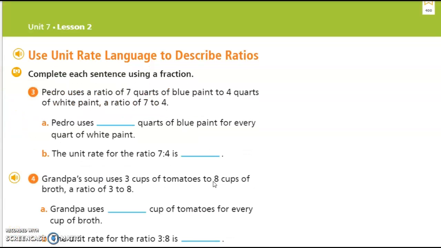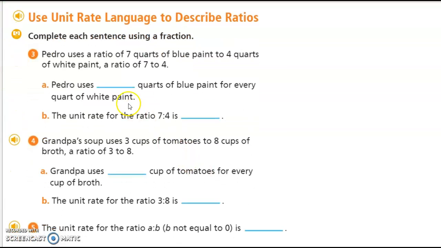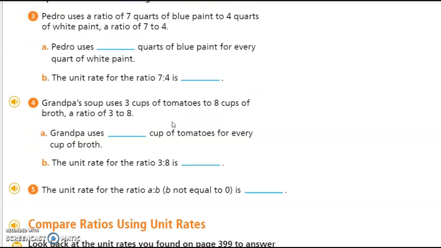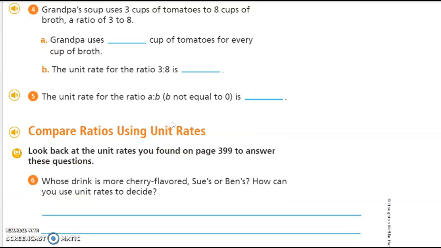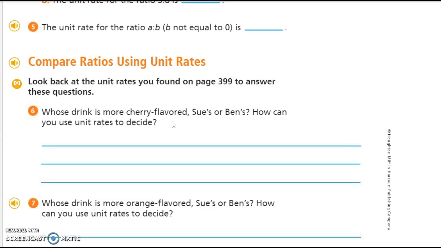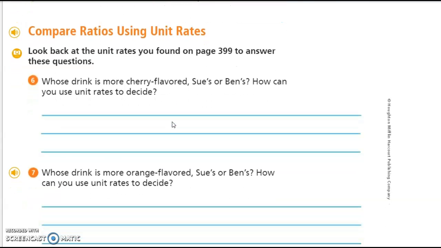And then we can cover lesson 2 today, using unit rate language to describe ratios. So Pedro will talk about that in my notes a little bit. Here's a unit rate for the ratio 7:4. So what's the unit rate? We'll go through some examples from that, and then comparing ratios using their unit rates.